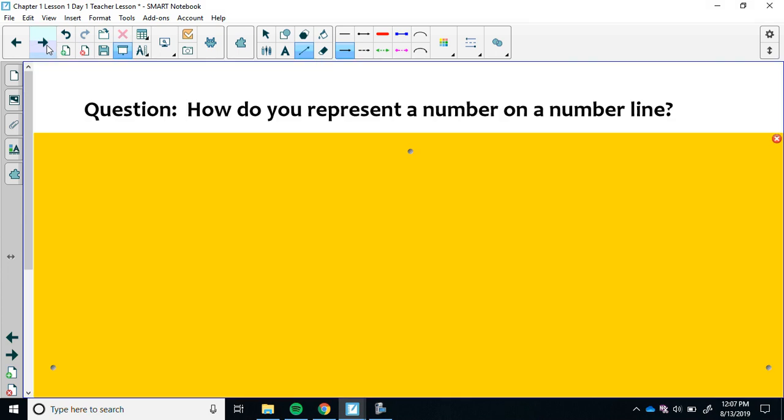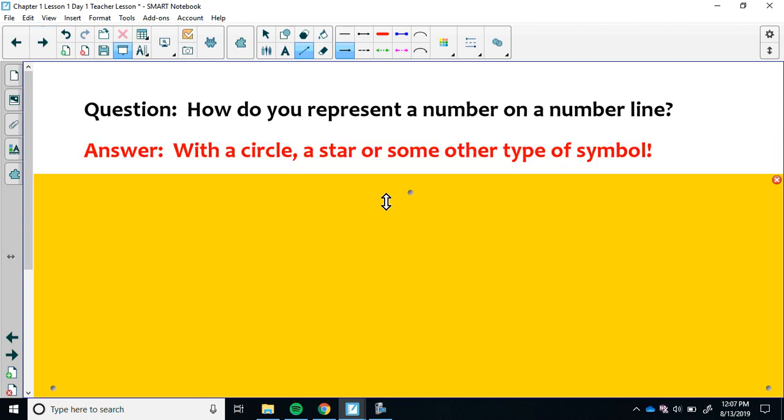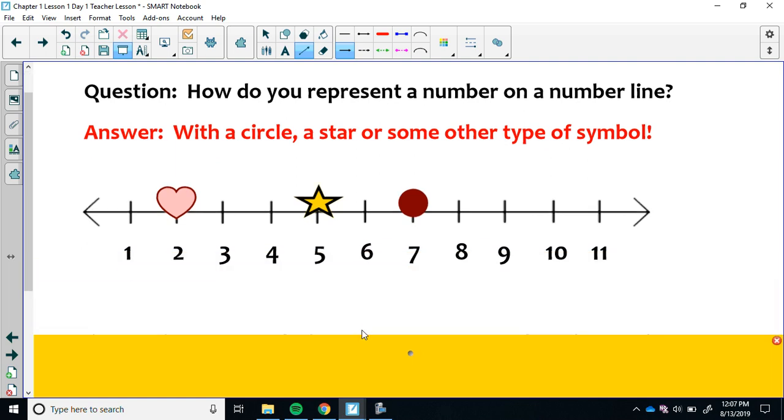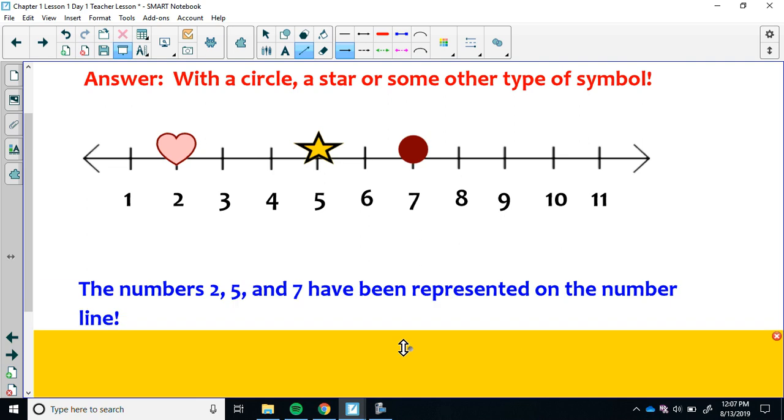Let's take a look at number lines. How are we going to represent a number on number lines in this assignment? Well, you could do it with a circle, a star, a heart, some other type of symbol. But for us, most often, we are going to use a circle. It's just easier and less confusing for kids. You can see the numbers 2, 5, and 7 have been represented on a number line. When you represent it on a number line, that means you put some sort of symbol on there.